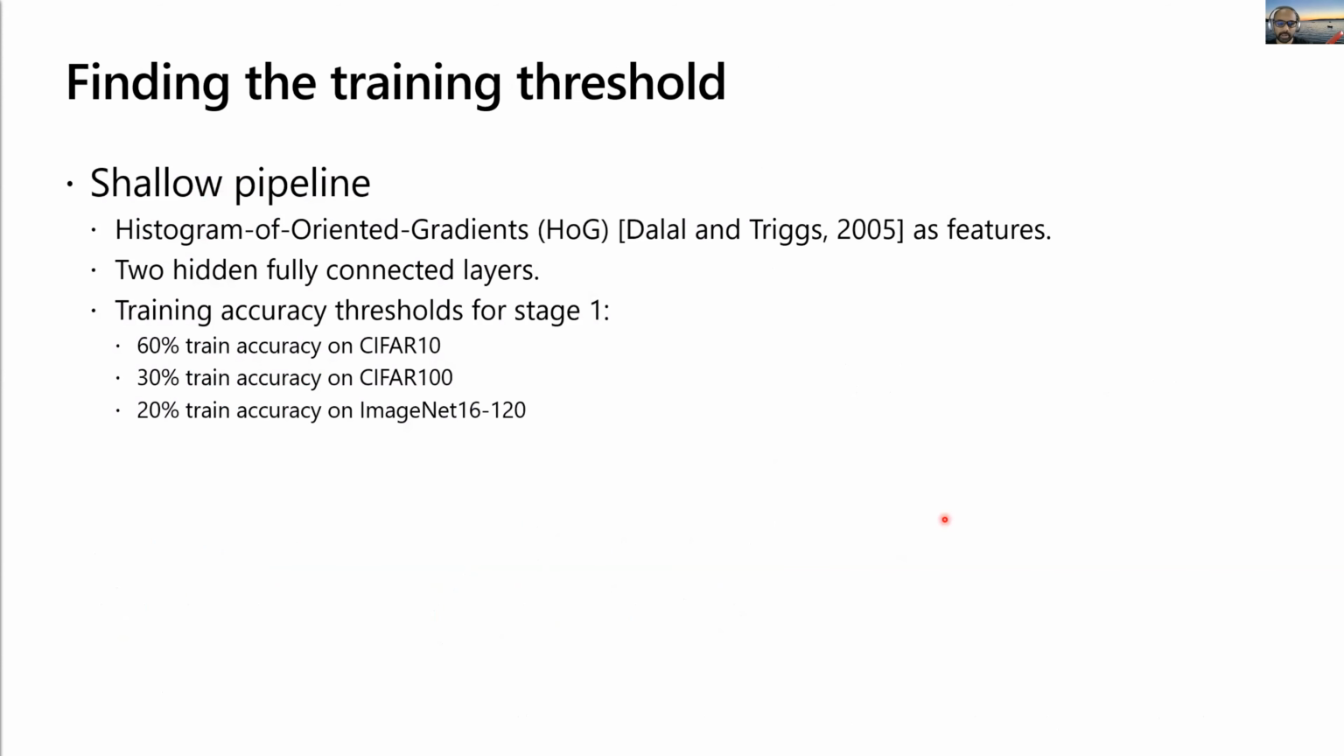Just as an experimental detail, you may be wondering what shallow pipeline we used. Back before 2012, if you were doing computer vision research, your go-to features were histograms of oriented gradients, or HOG, and we used just 2 hidden fully connected layers. We ran this without any hyperparameter tuning, and it gave these approximate numbers. The numbers were not exactly 60, 30, and 20. They were around that ballpark. So we just rounded and said, okay, we'll take these numbers and use them on these 3 datasets.